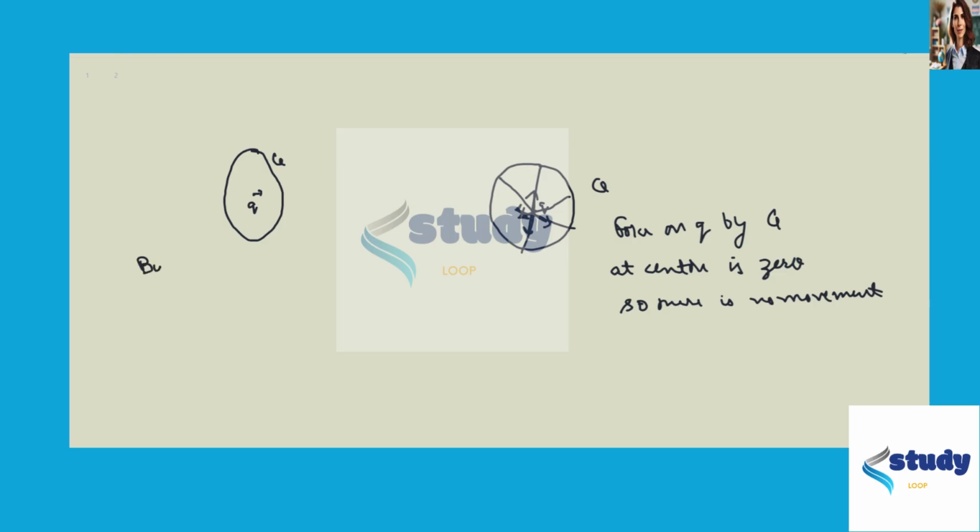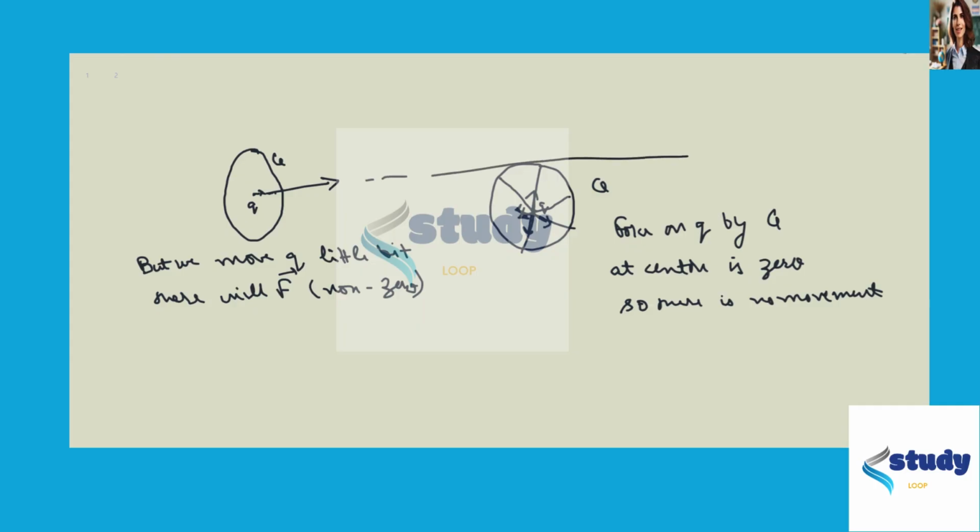But if we move Q a little bit, there will be some non-zero force F. Let's say it moves towards the right side. So this is capital Q and this is Q. The particle will start moving this way because they are repelling each other, so the particle moves and moves and goes towards infinity. So the question is, what is the maximum velocity or the kinetic energy?